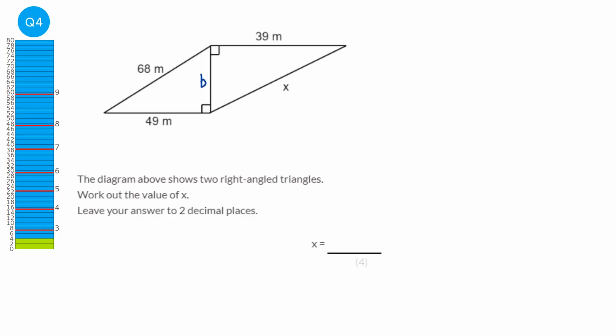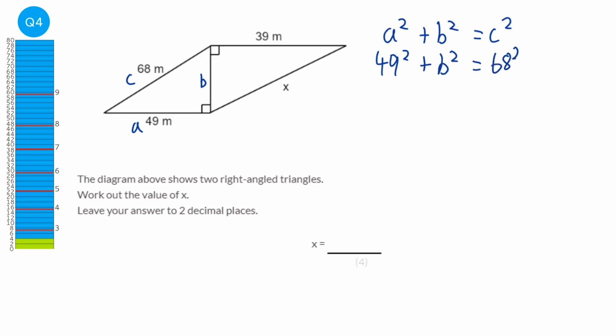And we know with Pythagoras we can find a third length if we've got the other two in a right angled triangle. So a squared plus b squared equals c squared. And a and b were labelled. C is always opposite the right angle. So it would be 49 squared plus b squared equals 68 squared. And 49 squared is 2,401. And 68 squared is 4,624.